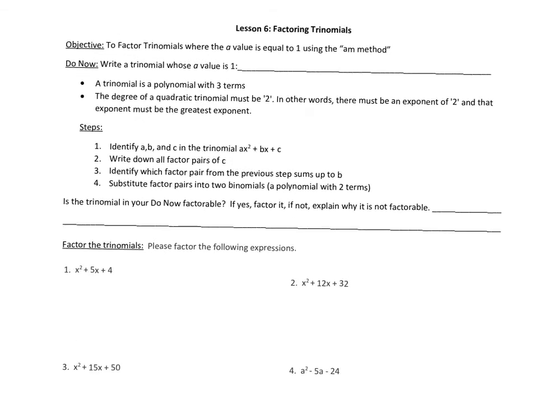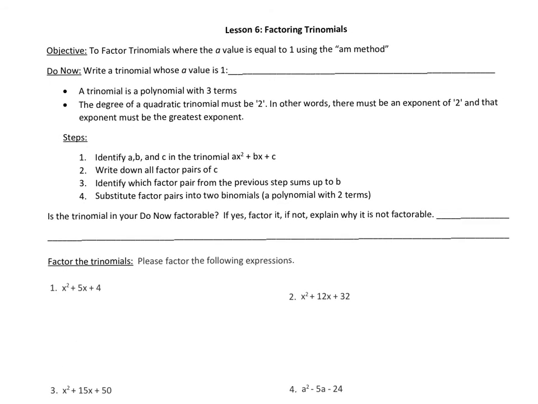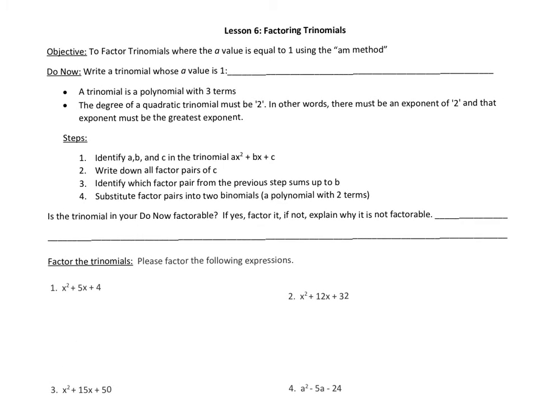Hey everyone, so in this lesson I'm going to go over lesson 6, factoring trinomials. It says to factor trinomials where the a value is equal to 1 using the AM method. The AM method is the method you should be familiar with from Algebra 1. AM stands for add, multiply.